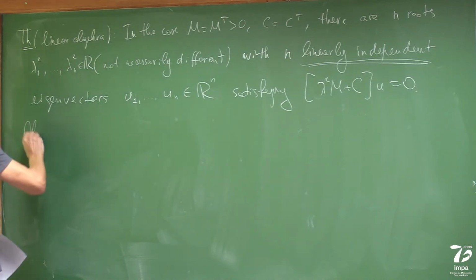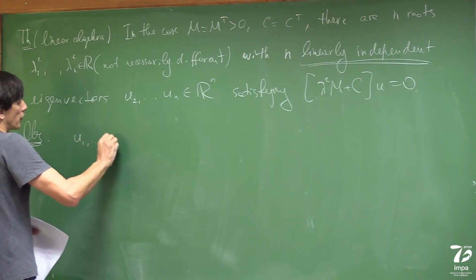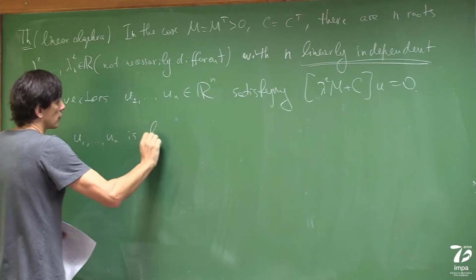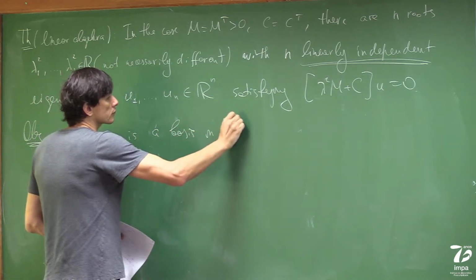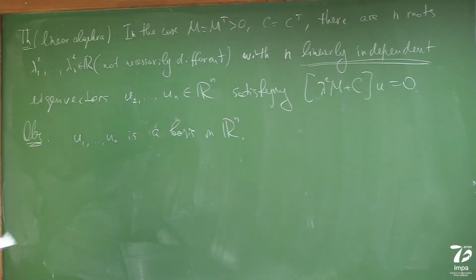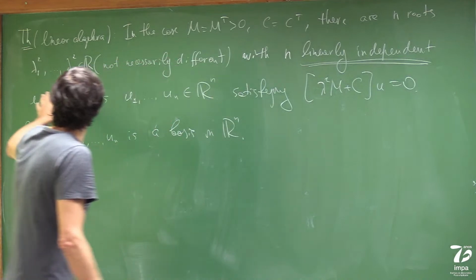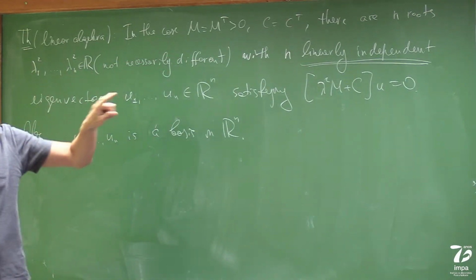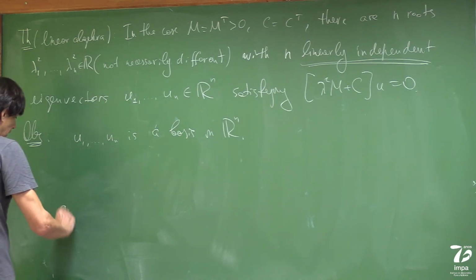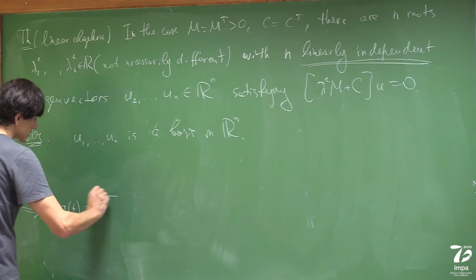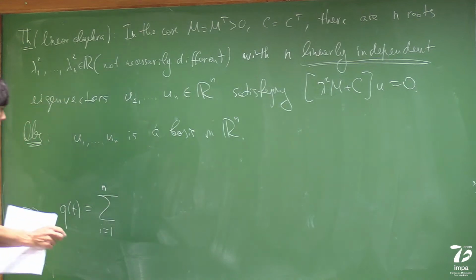I'm not going to prove this theorem, but it means that u1, ..., un is a basis in the space. That's essentially the property we're going to use. So now, to each lambda, we have two solutions, and we can construct a general solution as a sum over all these eigenvalues.